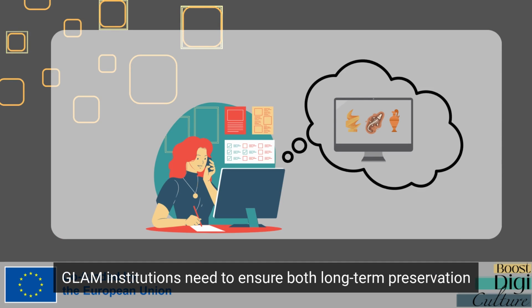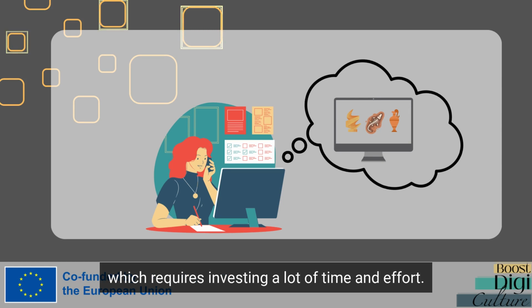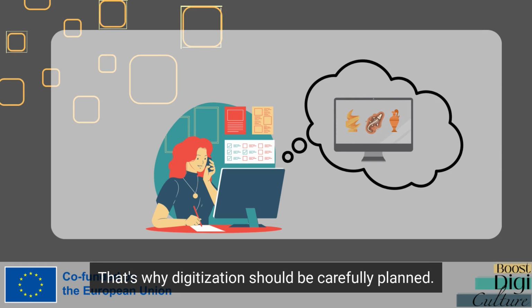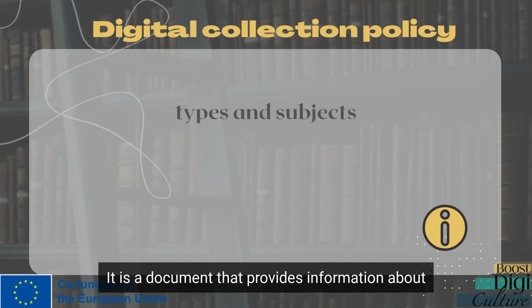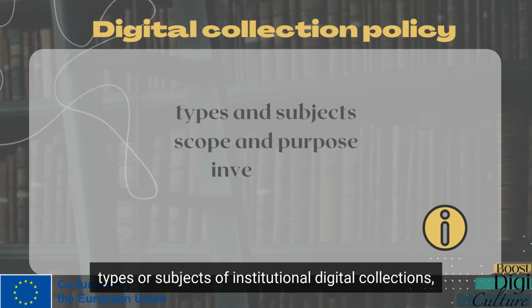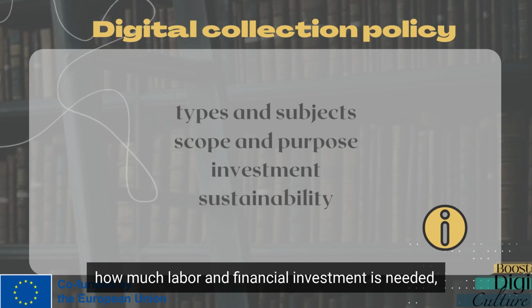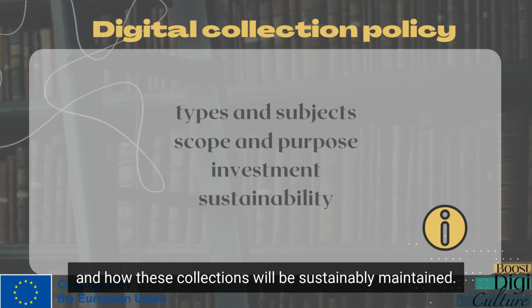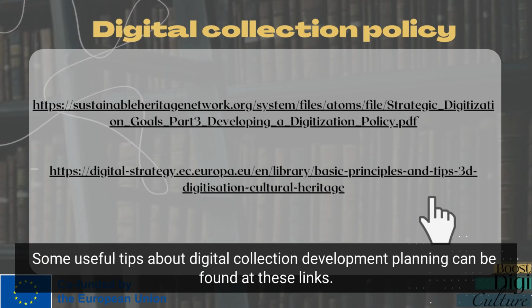GLAM institutions need to ensure both long-term preservation and wide availability of their digital holdings, which requires investing a lot of time and effort. That's why digitization should be carefully planned. So Marie and her colleagues start by creating a digital collection development policy. It is a document that provides information about types or subjects of institutional digital collections, their scope and purpose, how much labor and financial investment is needed, and how these collections will be sustainably maintained. Some useful tips about digital collection development planning can be found at these links.